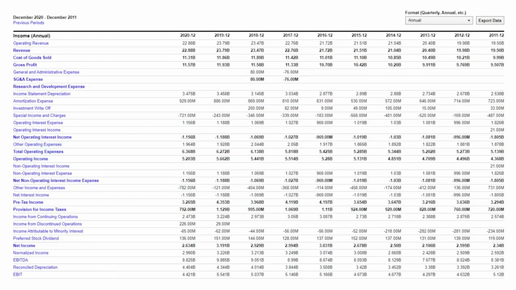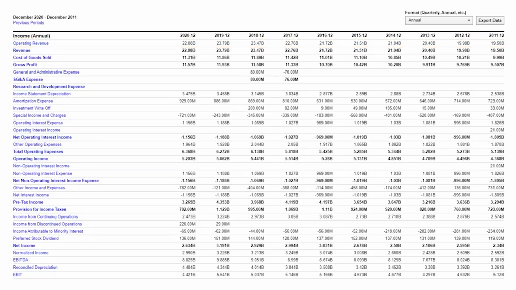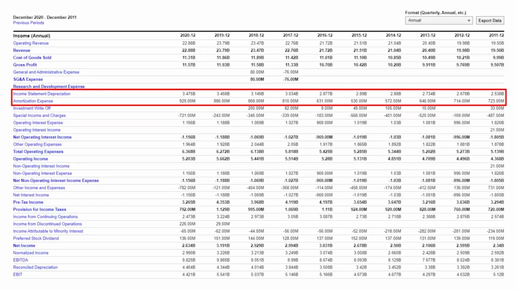So let's have a look at their income statement. If we go to BCE's income statement, we can see the company had operating revenue of $22.88 billion. But if we head down the income statement, we can see that depreciation and amortization were over $4 billion. We see that the company had depreciation of around $3.475 billion and amortization of $929 million.